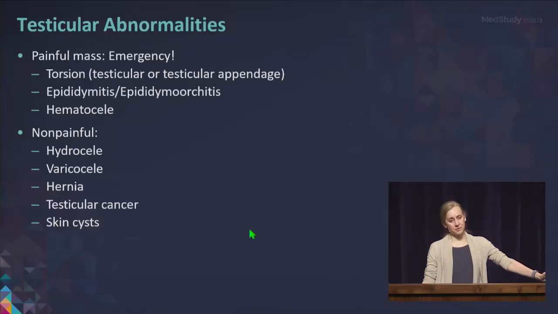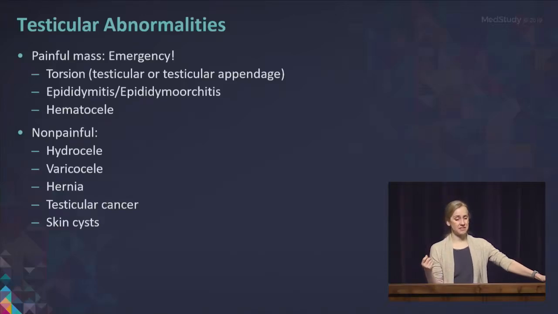So testicular abnormalities are a common presenting problem in primary care practice. If it's painful, then it's an emergency, right? It can be something like torsion of the entire testicle, where you usually have one testicle that's higher than the other one, or it can be just a small blue dot that means there's torsion of the testicular appendage.